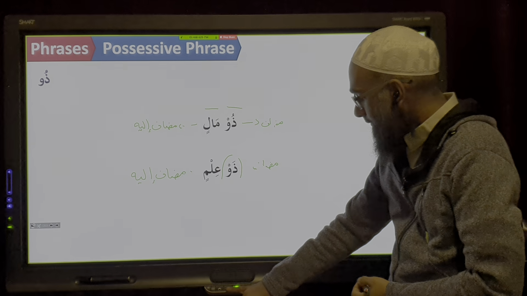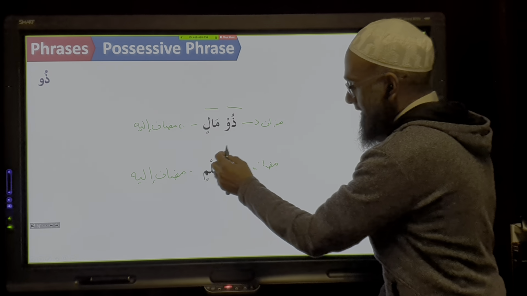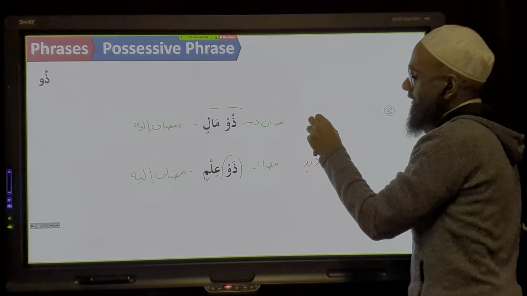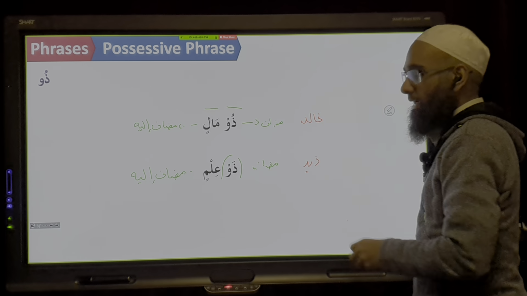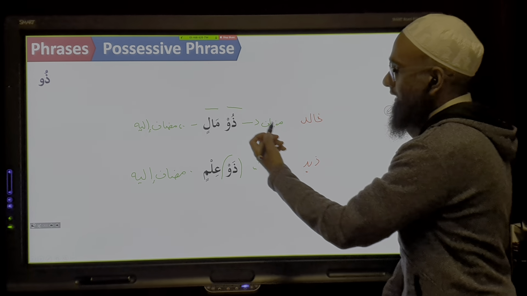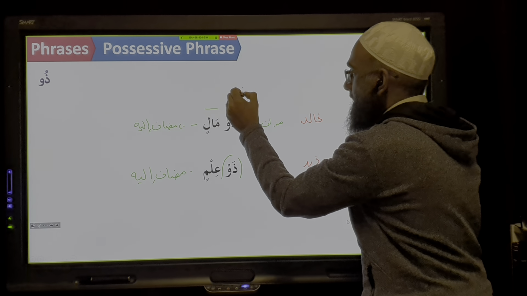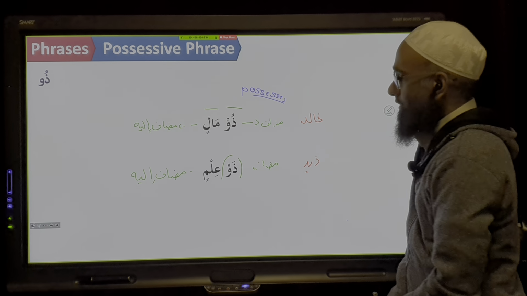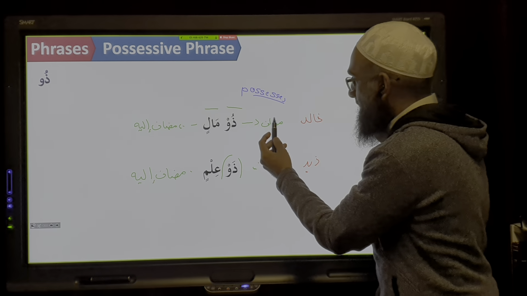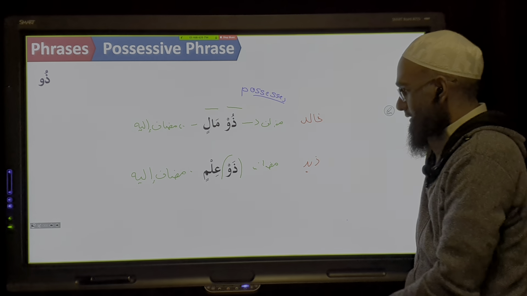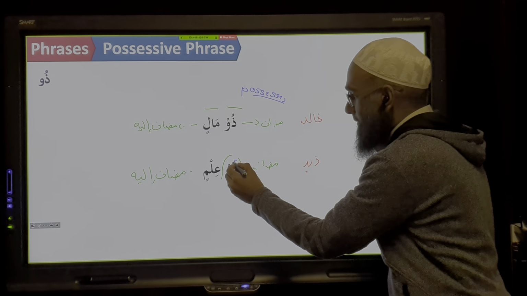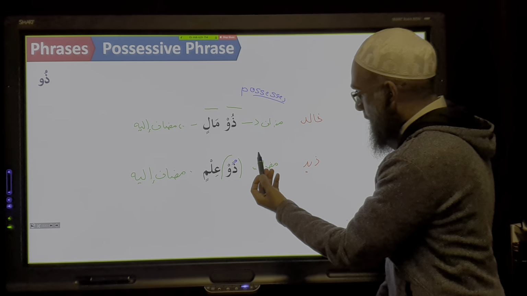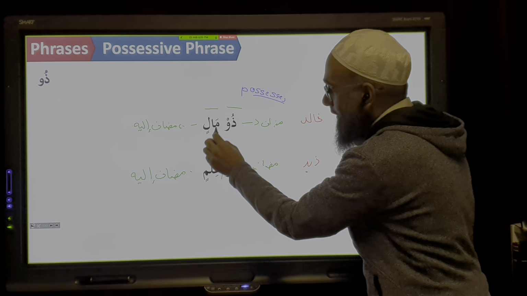The word dhu shows that, for example, if I said Zaydun dhu ilmin or Khalidun dhu mal, it means that Khalid possesses. Khalid dhu mal, meaning Khalid is one who possesses wealth. Zaydun dhu ilmin, so Zayd possesses knowledge. So it shows that whoever we're talking about possesses the word which is mudaf ilay.